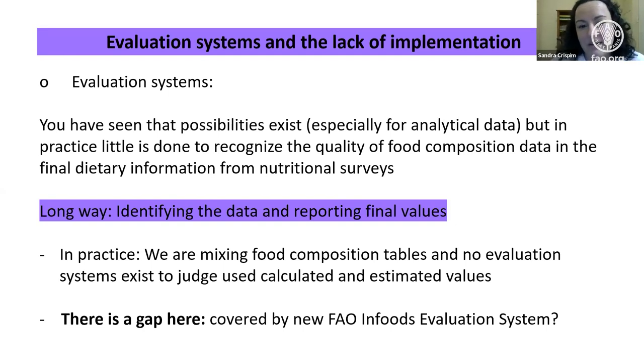And I'd like to invite you to reflect on this because, in fact, I can define a good table to be used, but in practice, in dietary assessment, we are mixing food composition tables. And no evaluation systems exist to judge the used, calculated, and estimated values. So I would say that there is a gap here. And perhaps the INFOODS evaluation system is considering the user perception perspective and is taking into account some of these needs. But I also think that before we decide which food composition table is available and report the real number at the end, there is a long way of aspects to be considered.